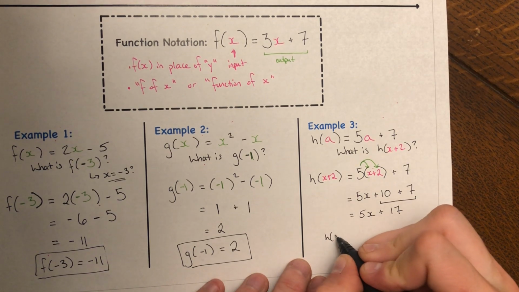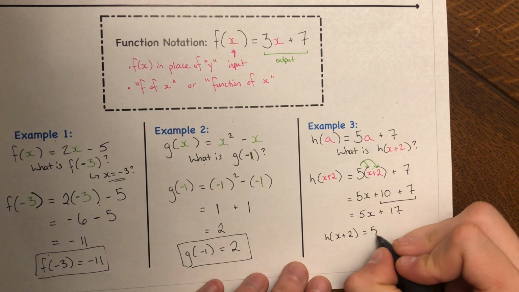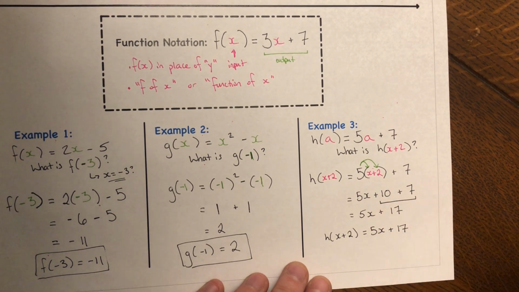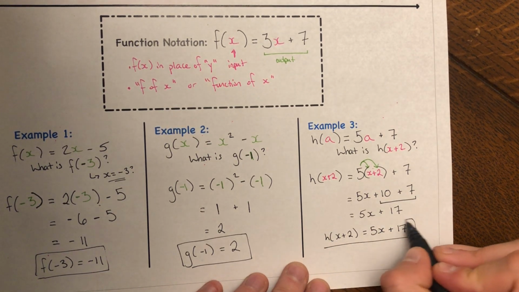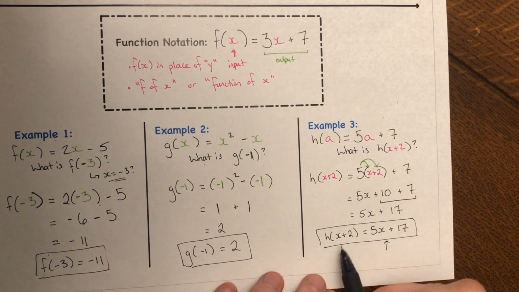So I know that h of x plus 2, h as a function of x plus 2, gives me an output of 5x plus 17. And it's weird, but we can't simplify anymore. This is our output. This is what happens when we plug in x plus 2.